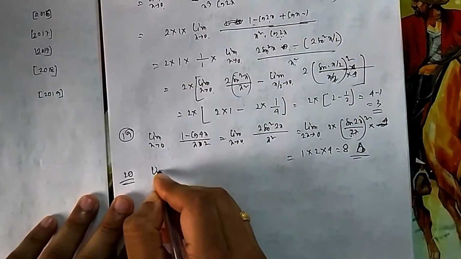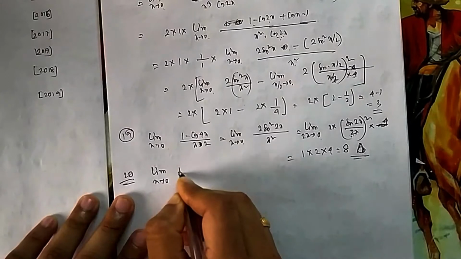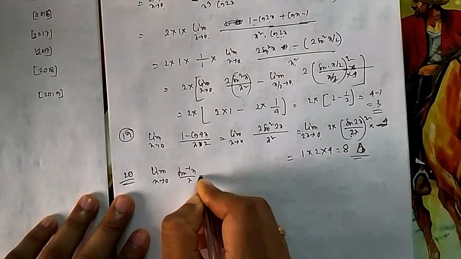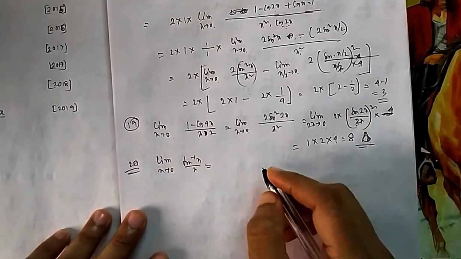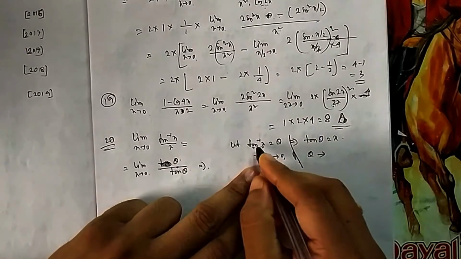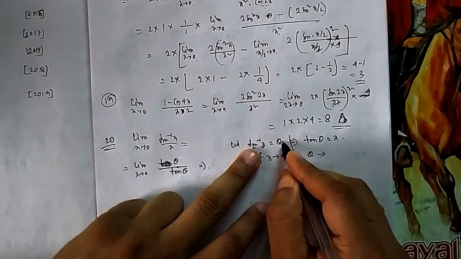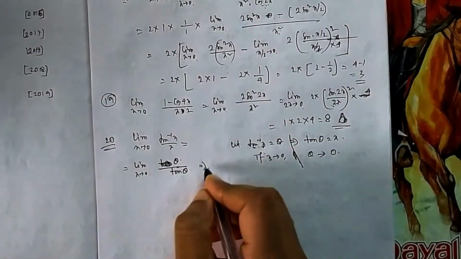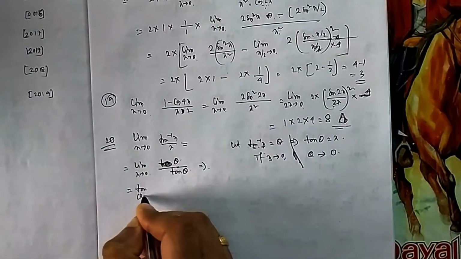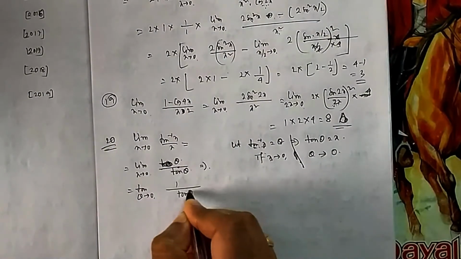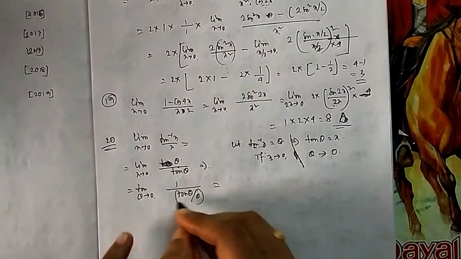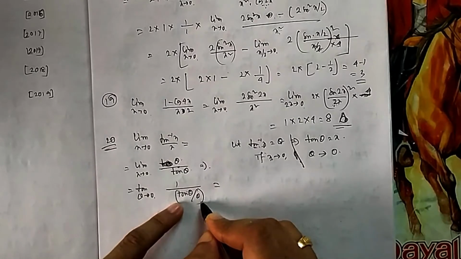So if you come to 20, you have a direct formula: limit x tends to 0, tan inverse x by x is equal to 1. Still, if you want to do it, if x is going close to 0, then your tan inverse x is also going to 0. That means your theta is also going to 0. So you write it in this way, tan theta, and this one is tan theta by theta. So what is the formula? Limit theta tends to 0, tan theta by theta is 1.